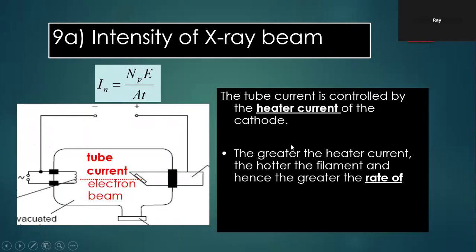The greater the heater current, the hotter will be the filament, and hence the greater the rate of emission of electrons. Right? All these are for your info only. You won't be tested on that. The hotter this is, the more electrons are emitted. The more electrons, the more photons of X-ray are produced.